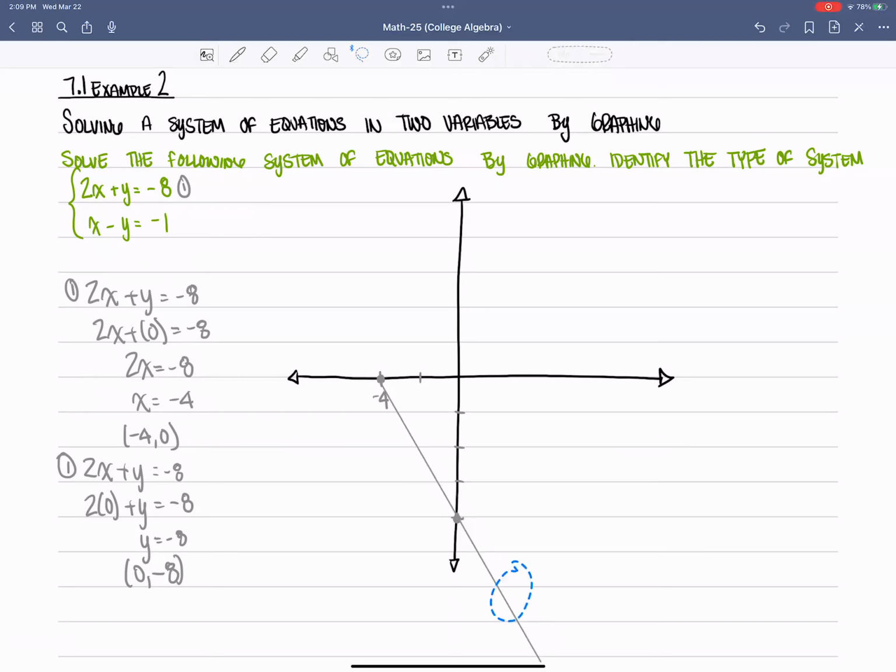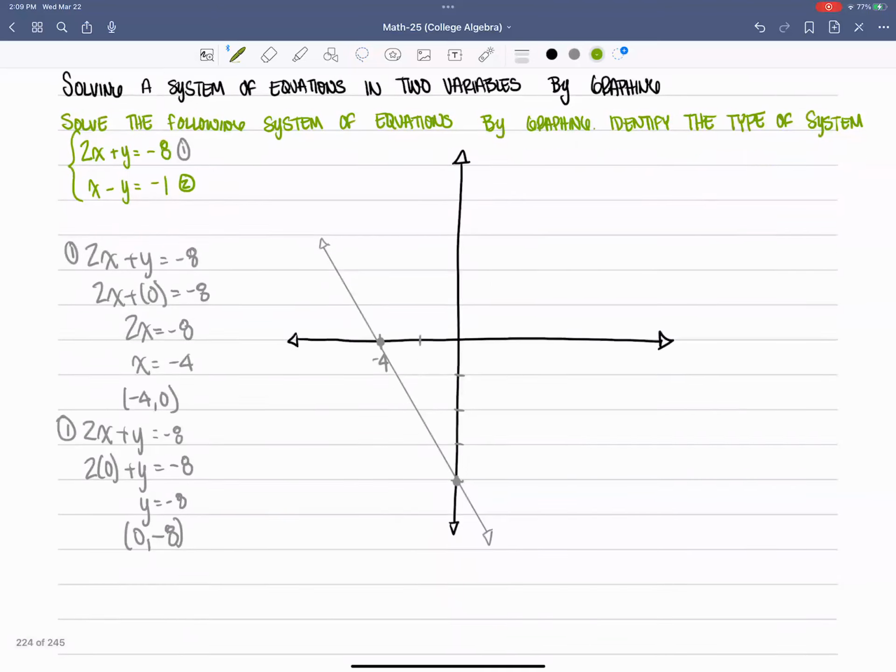So trying to draw it as precisely as possible so that we can get an actual solution. One of the downfalls of graphing for a solution is that even the tiniest movement could mess up your solution, but we'll try our best. So we have that for our first equation. We'll work on the second equation here. Let's do the same thing and solve using our intercepts.